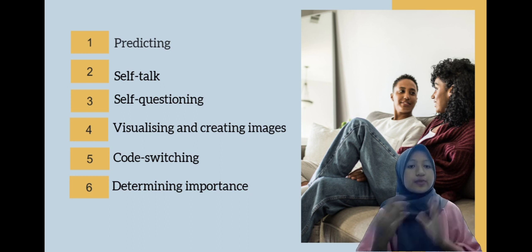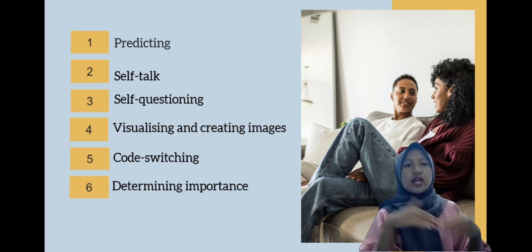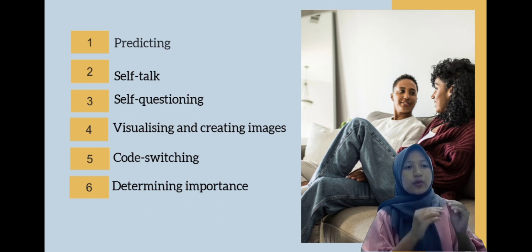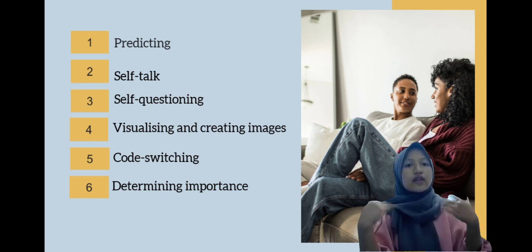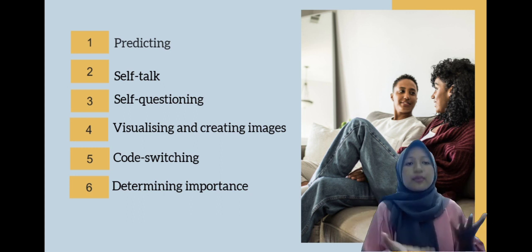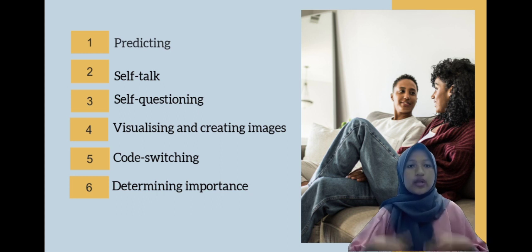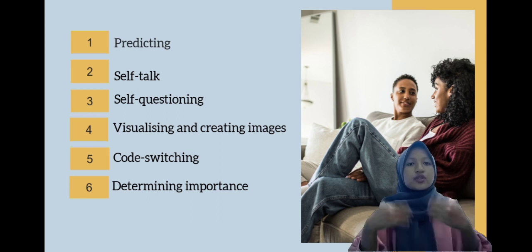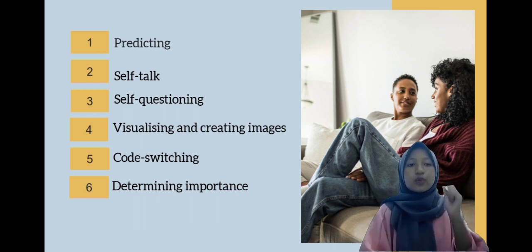Strategy number 6, determining importance. Determining importance in speaking and listening is when we select the important information in a talk. It includes selecting what kind of information we want to remember in short or long-term memory. For example, when we are talking about subject material, maybe then we keep the important points of the material in long-term memory. Just the important points, because students can't remember things in detail.